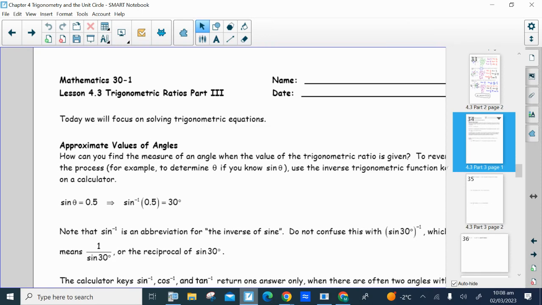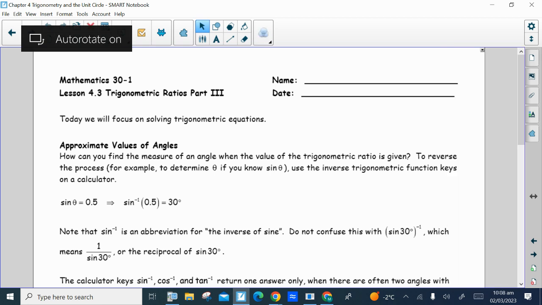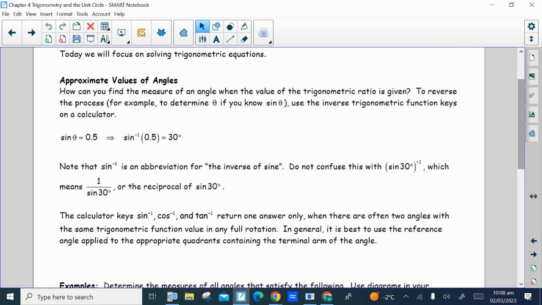Okay, so continuing looking at 4.3, we're going to look at solving some trig equations.